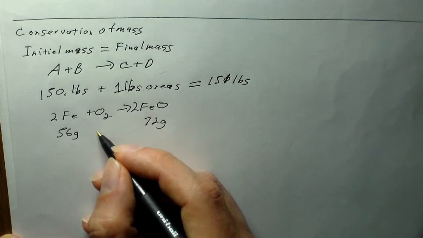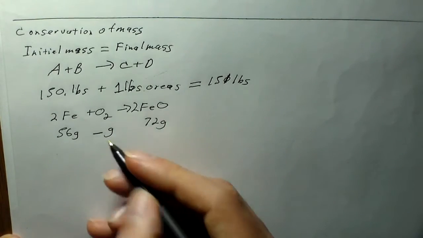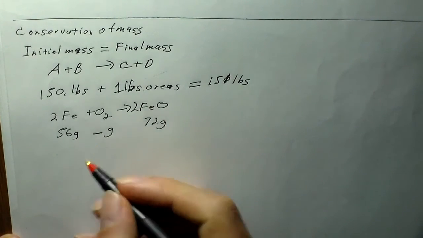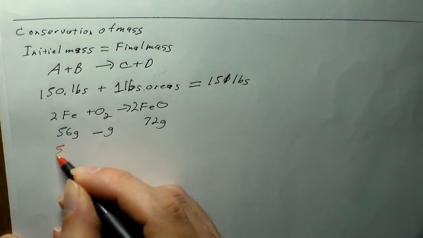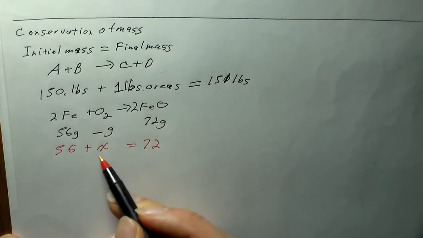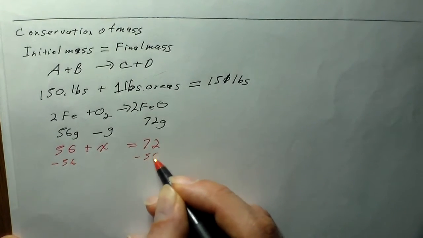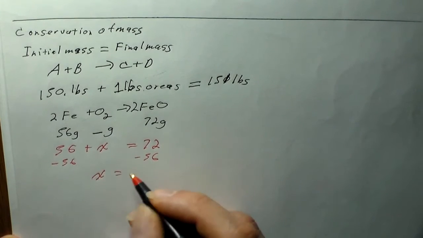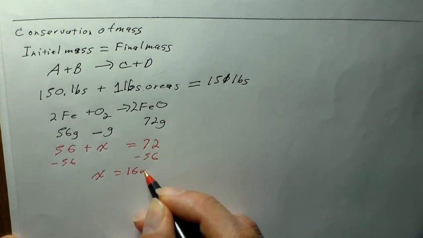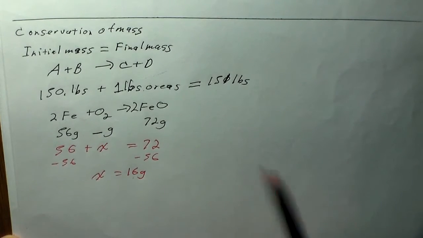Well, then what is this? How many grams of oxygen do I actually have? Well, that's very simply just going to be, if we just look at this as an equation, 56 plus x is equal to 72. Then that means I just have to subtract off my 56 from both sides. And that means that my x here is going to be equal to 16 grams. Okay, so that means 56 plus 16 is going to be 72 grams.